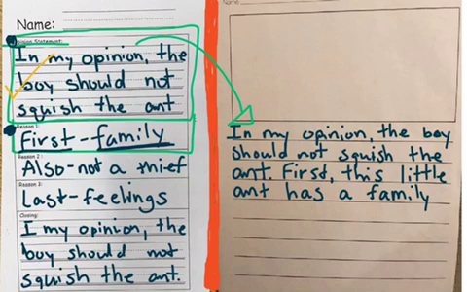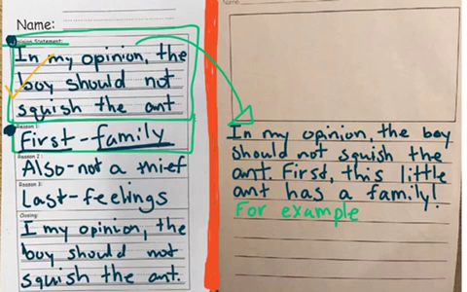And guess what else I'm going to do? I'm going to give an example that goes along with this reason. So I stated my reason. Now I'm going to give an example. And to do that, I'm going to use a really special phrase. I'm going to put it in a different color so you can see it really well. For example, and I'm going to talk about why the fact that he has a family is important. So first, this little ant has a family.